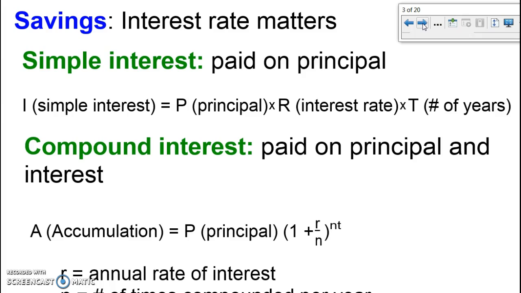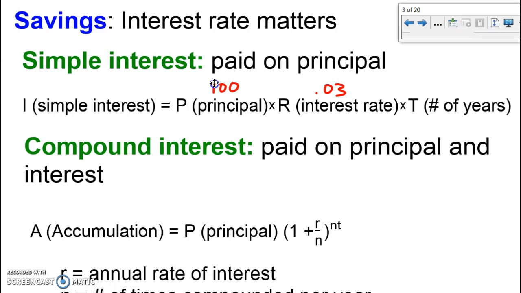There are two ways to look at interest: simple interest and compound interest, and you're probably familiar with these concepts already from math class. If a question asks you to calculate simple interest, it is simply the principal times the interest rate times the number of years. So if you have $100 in your savings account and the interest rate is, say, 3%, after 1 year you'll have $103. After 2 years, you'll have $106. After 3 years, you'll have $109. So you just keep adding the simple interest, but you don't get paid interest on the additional interest.